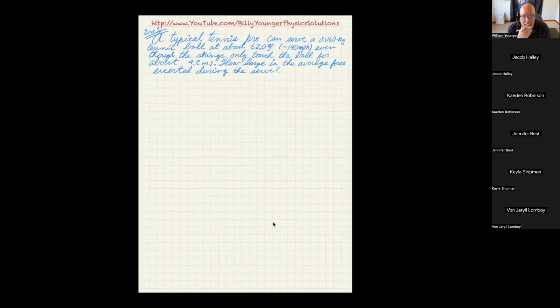So in this first problem, it says a typical tennis pro can serve a 0.060 kilogram tennis ball at about 62.0 meters per second, which is about 140 miles per hour, even though the strings only touch the ball for about 4.2 milliseconds. How large is the average force exerted during the serve? Okay, so that's the problem we're going to attempt to solve. Here's my solution.